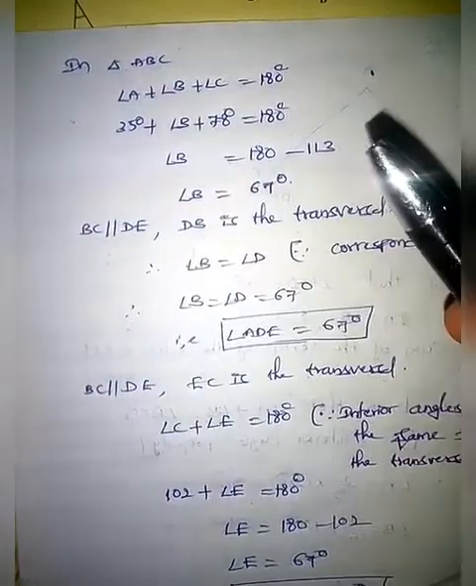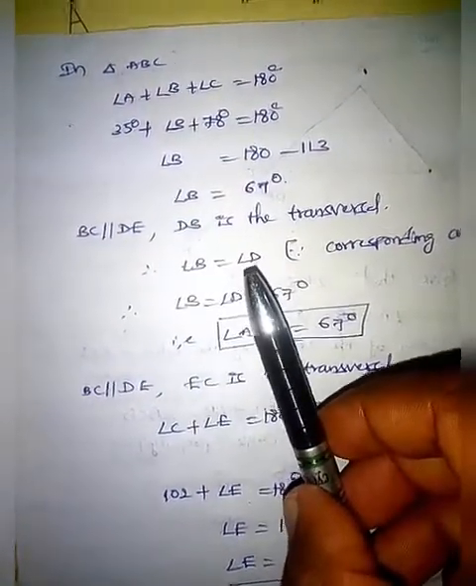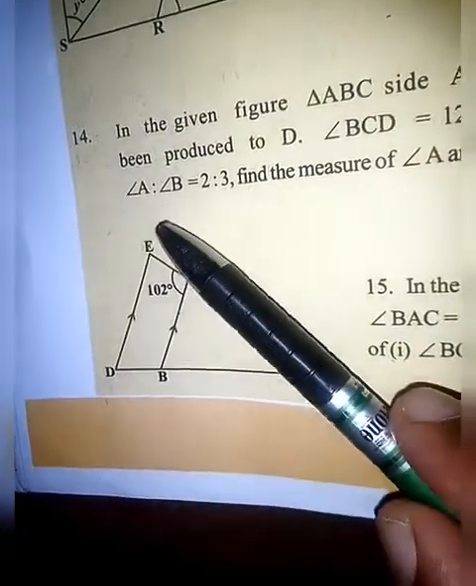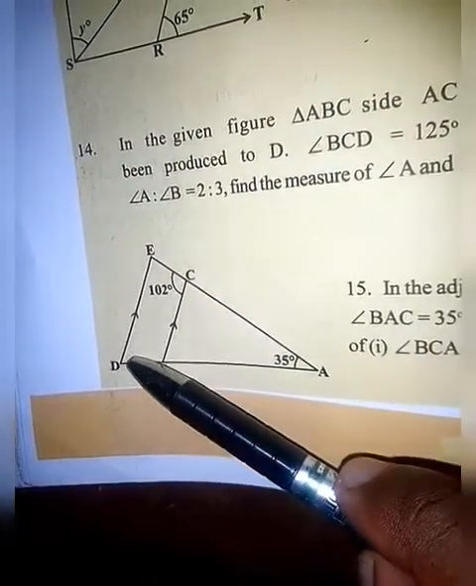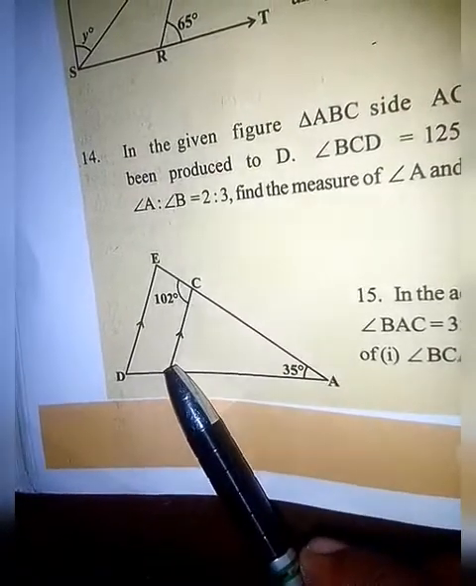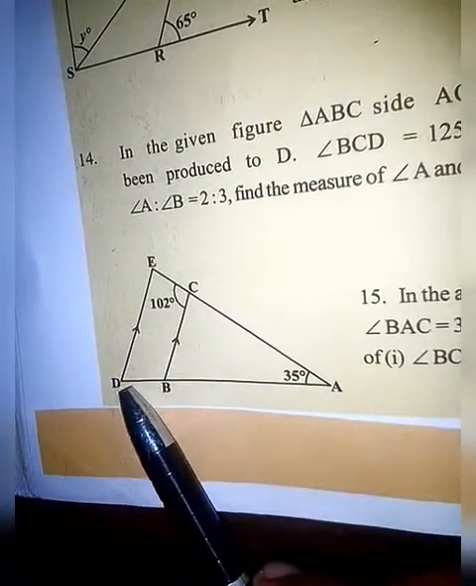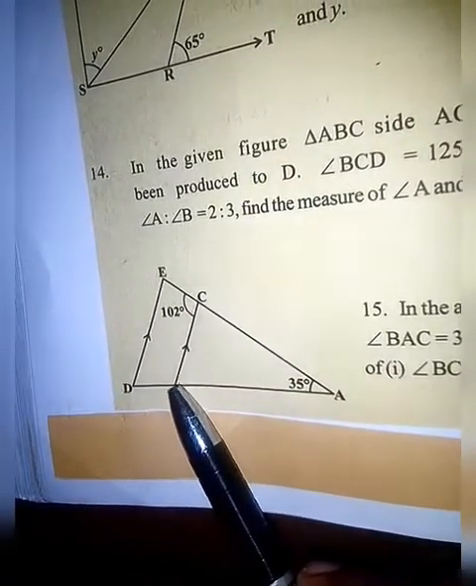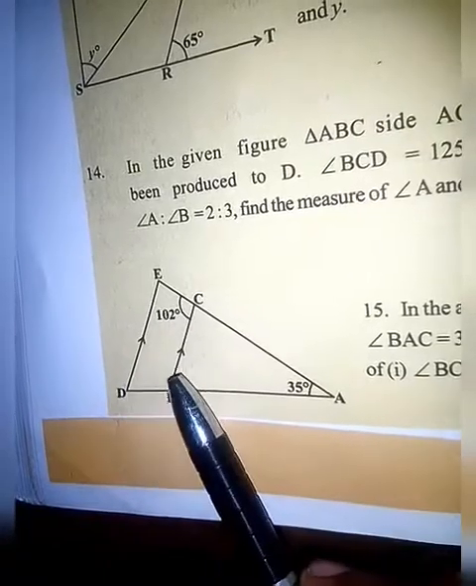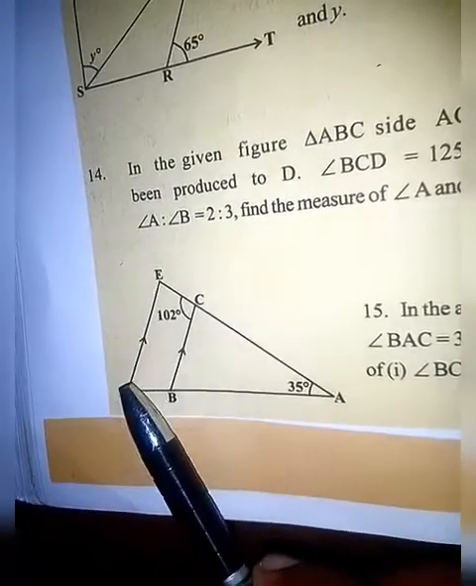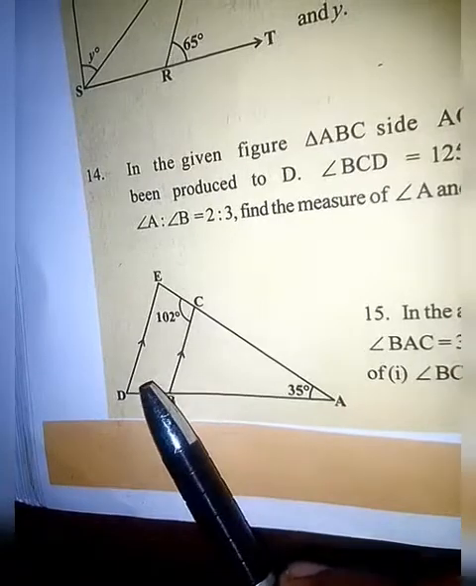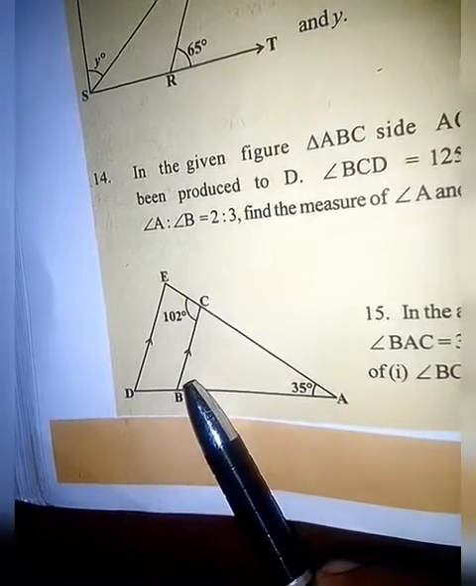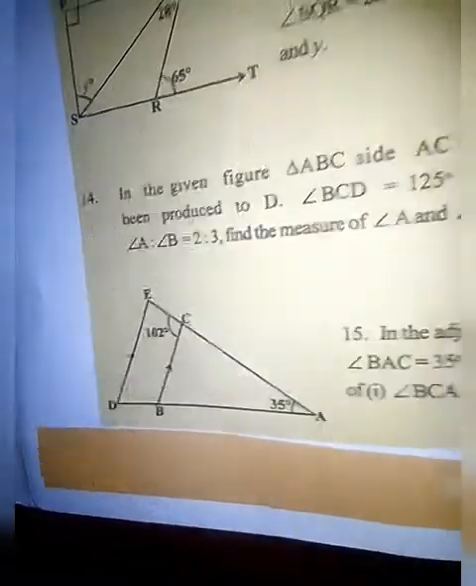Okay. But here angle B equals angle D, because here BC line is parallel to DE and DB is the transversal. These two parallel lines are intersected by the transversal DB. That's why the angles which are corresponding to each other are always equal. So here angle D corresponds to angle B, but angle B is 67. That's why angle D is also 67.